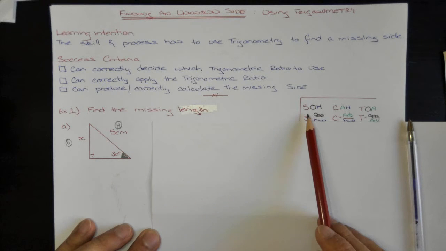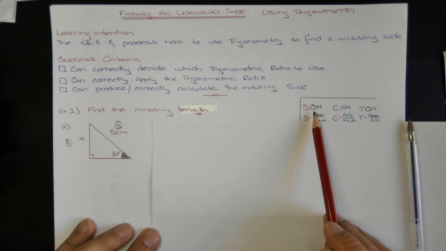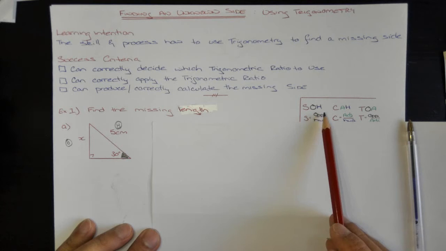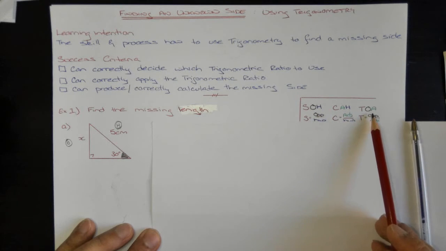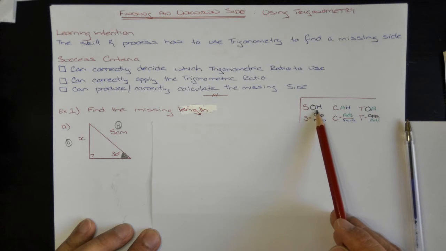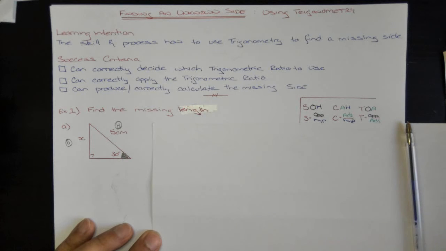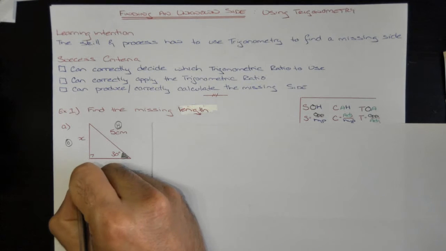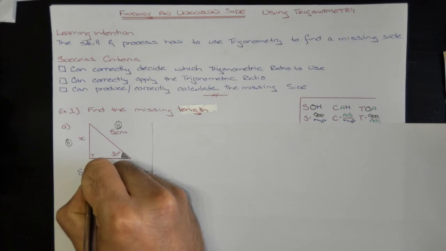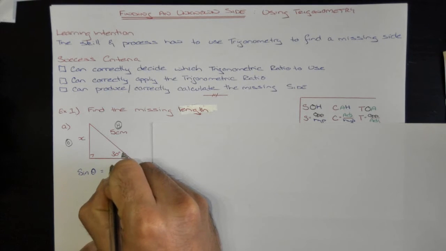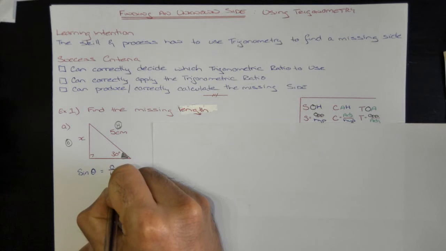So I look at my SOHCAHTOA and I go, well, where do I see O and H together? And it's really here in the first part. Here is AH and here is OA. So here I have got OH, so I've got the sine. So I actually have sine theta is equal to the opposite side over the hypotenuse.